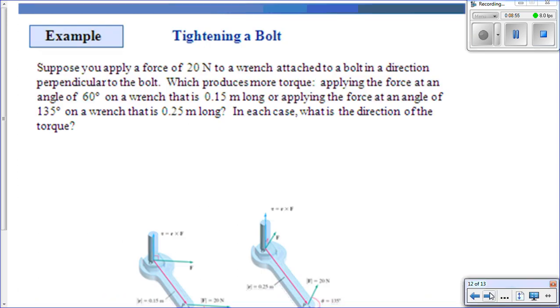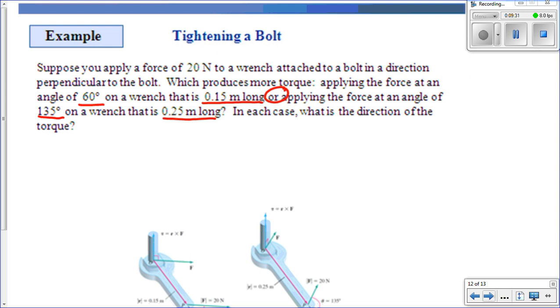Now, let's suppose that you want to apply a force of 20 newtons to a wrench that's attached to a bolt in the direction perpendicular to the bolt. We want to determine which produces the most torque. Applying the force at an angle of 60 degrees on a wrench that's 1.15 meters long, or applying the force at an angle of 135 degrees on a wrench that's 0.25 meters long. In each case, we want to know the direction of the torque also.